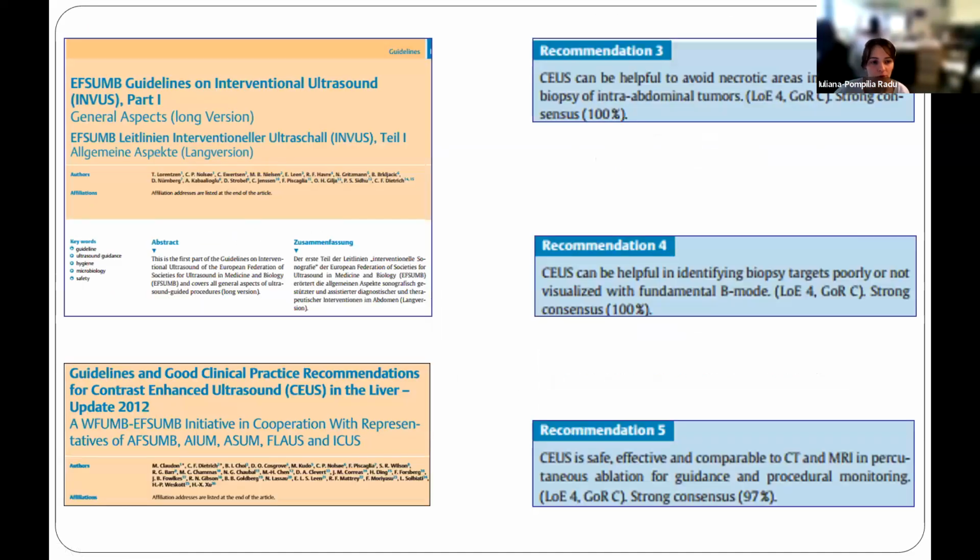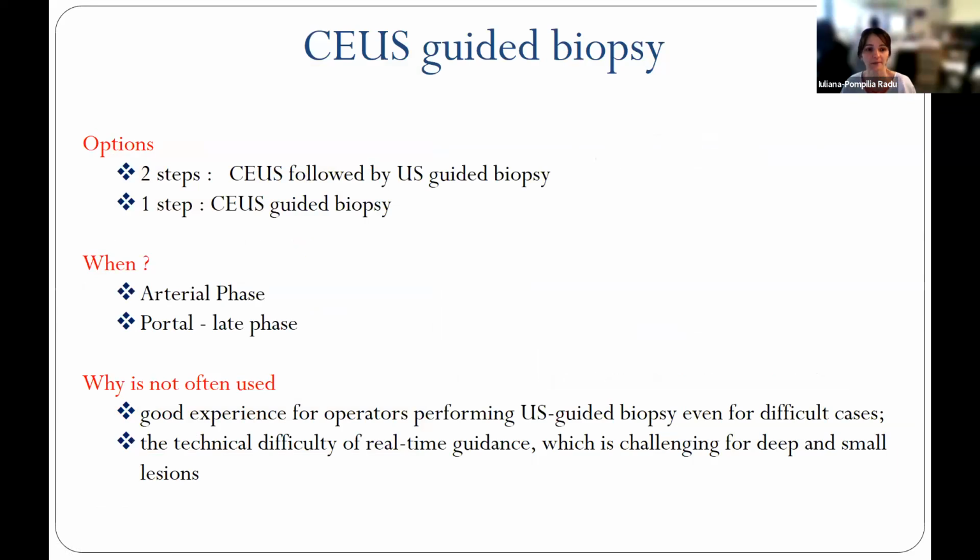Okay, of course, here are the guidelines that recommend the contrast to avoid the necrotic areas and to identify the target lesions. Okay, what is important for you to know is that there are 2 types of contrast ultrasound guided biopsy. For all, we can do this in 2 steps. We perform contrast, and after that, the biopsy guided with B-mode ultrasound. We do this here in 1 step. We perform the biopsy during the contrast.